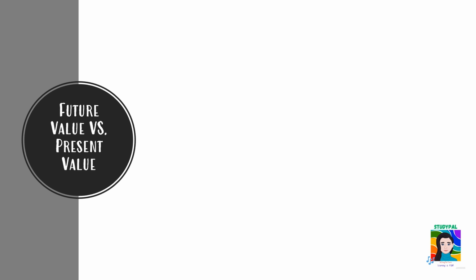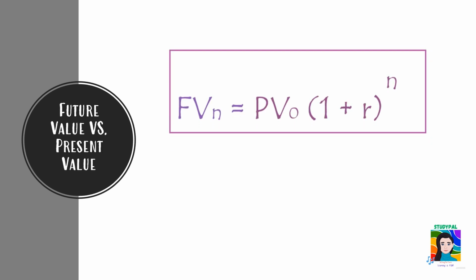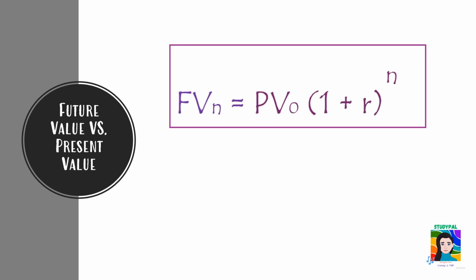Recall how we calculated the balance in the account at the end of the third year after depositing $100 in the account at 5% compounding interest rate. The value at the end of the life was the future value. So this is the formula we use to calculate the future value.